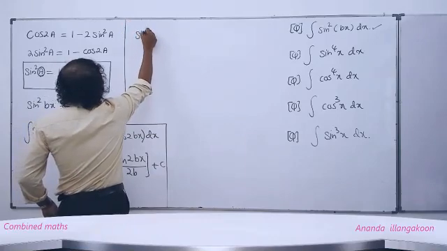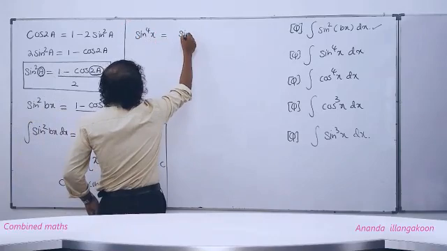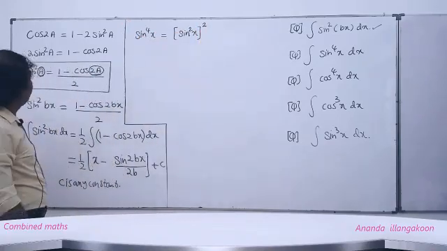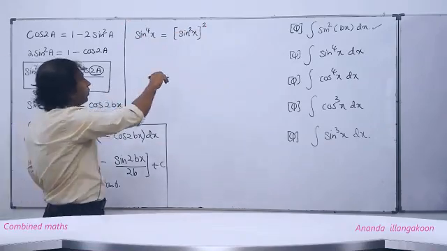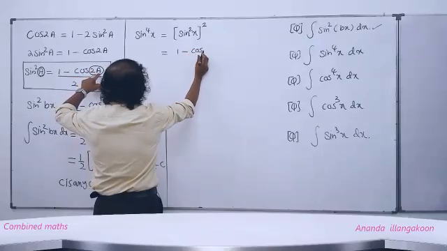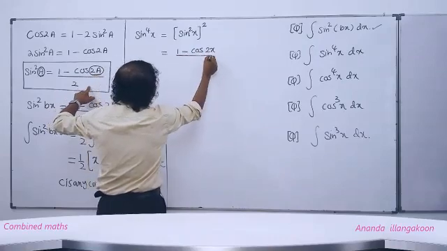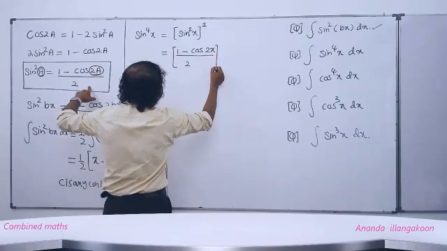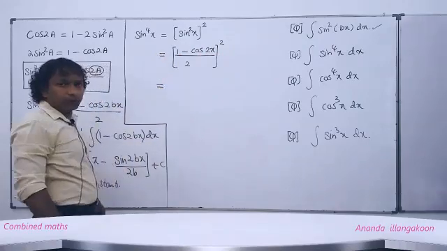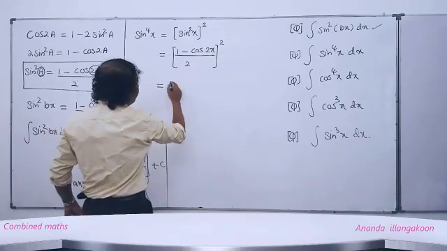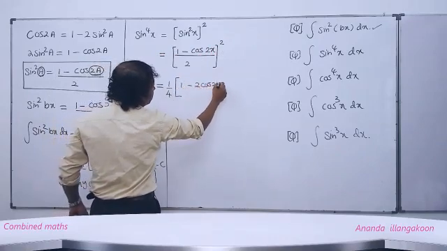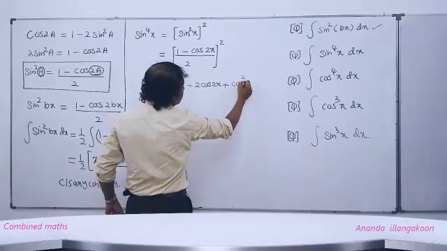Sine to the power 4x we can write as sine squared x to the power 2, like this. But sine squared x means this: sine squared x we can write as (1 minus cos 2x divided by 2) to the power 2. Then the square of 2 is 4, and here we get 1 minus 2 cos 2x plus cos square 2x.